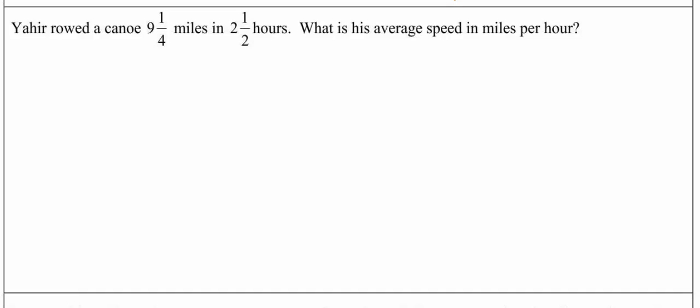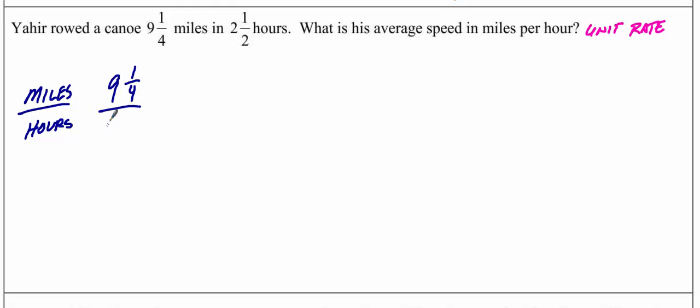So now we've got you here, and he's in a canoe, and he's rowing 9.5 miles in 2.5 hours. And we want his average miles per hour. We call that a unit rate. What is his unit rate? Well, to get the unit rate, what we're saying is we've got miles, we've got hours. We know that he went 9 1/4 miles in 2.5 hours.